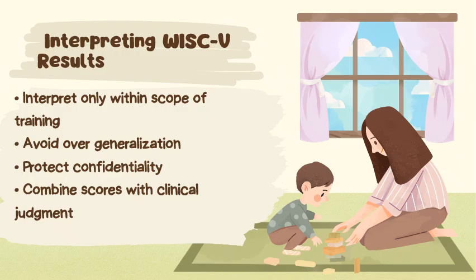Interpreting the WISC-5 results requires specialized training and ethical care. Examiners should only interpret results within their area of competence and avoid overgeneralization from one single score. They need to look at the big picture. Confidentiality must always be protected, and scores should never be viewed in isolation. Instead, they should be combined with clinical judgment and knowledge of the child's background and current functioning.